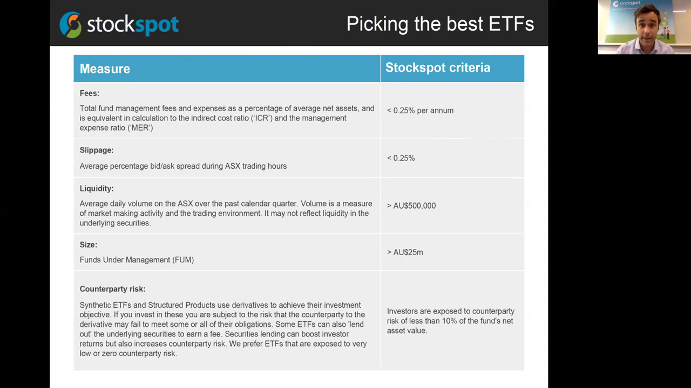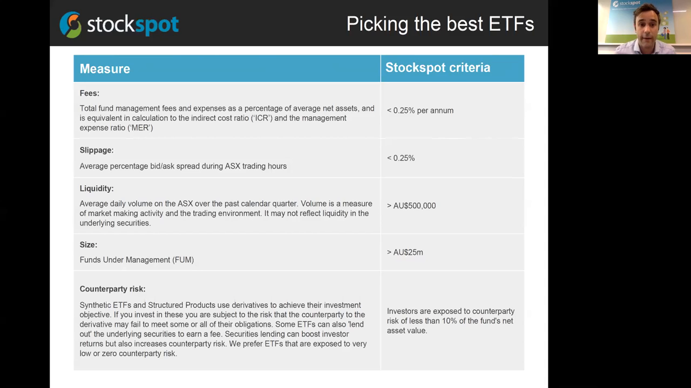The second factor is slippage. This one is a little bit more nuanced, but in more simple layman's terms, it's basically the cost you pay when you buy the ETF on the ASX, because you have to cross across and buy it off the best seller. And the wider the distance between the best buyer and the best seller, the more your slippage and the more you lose when you're investing in ETFs.